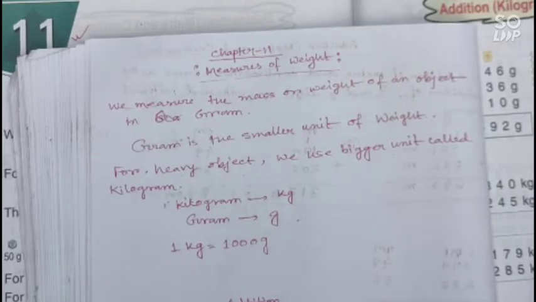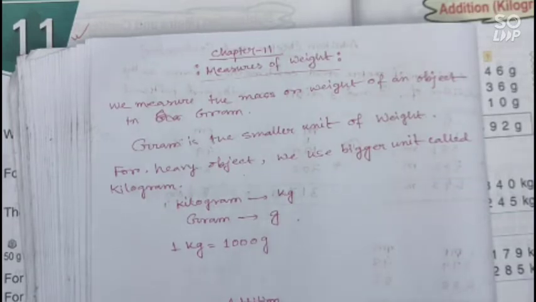Measuring weight is very important in our daily life, because when we go to the market or any shop, we need to tell the shopkeeper how much quantity, how much weight we need to buy. We need to tell the shopkeeper 1 kg or 2 kg or any other, how much gram or kilogram we need to buy the objects. So in any case, measurement of weight is very important in our daily life.